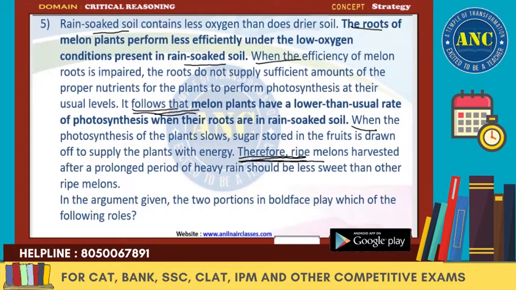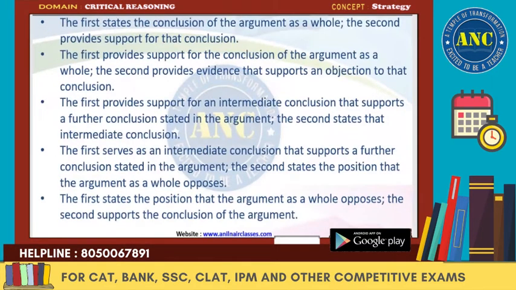So let's look at the options. The first one says, the first states the conclusion of the argument as a whole. The second provides support for that conclusion. It is the wrong one. Why? Because the conclusion is the last statement, but not the first one. So among the two, the second one is the conclusion, right? So hence, first one is wrong.